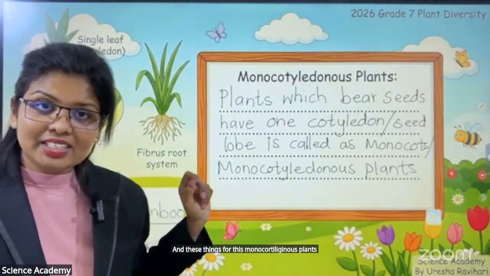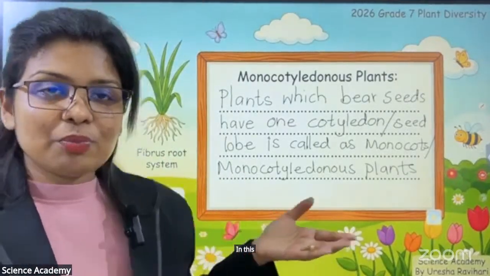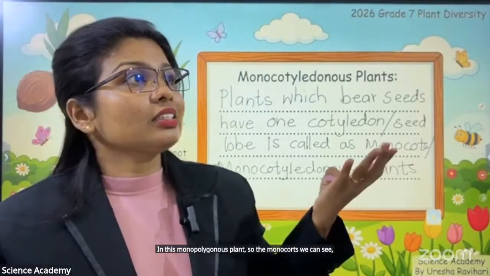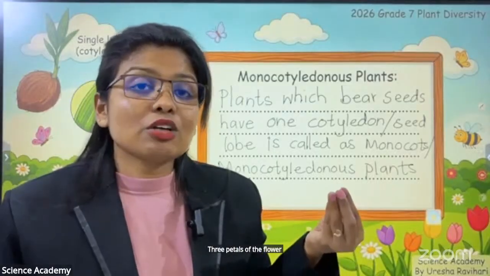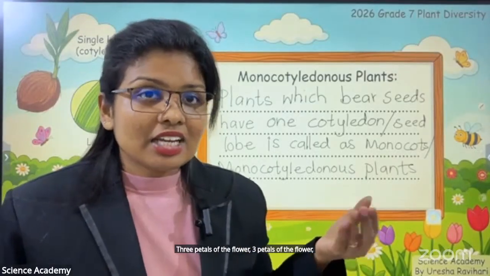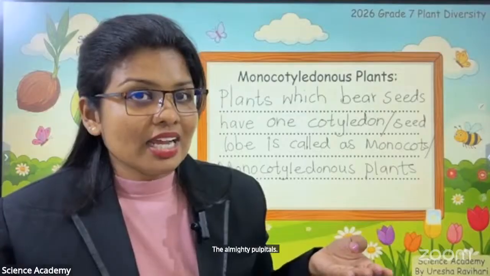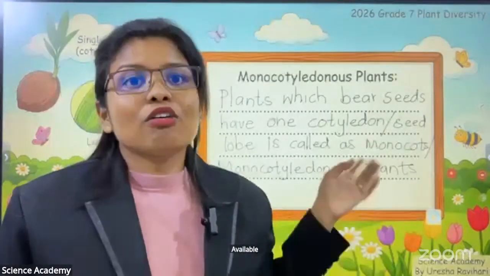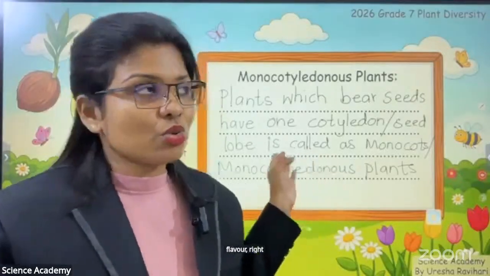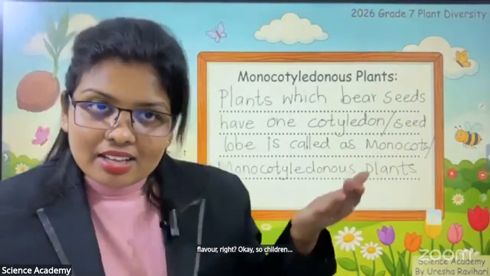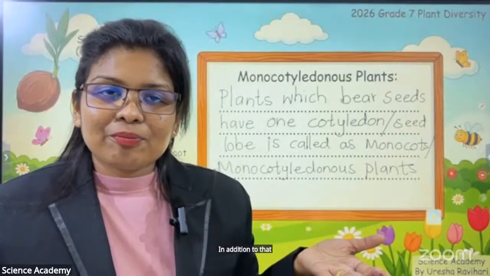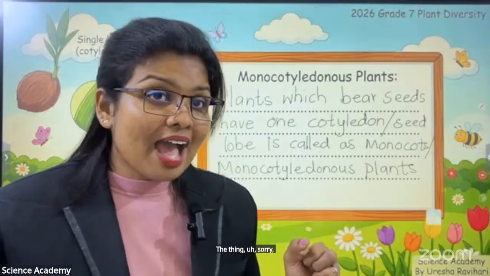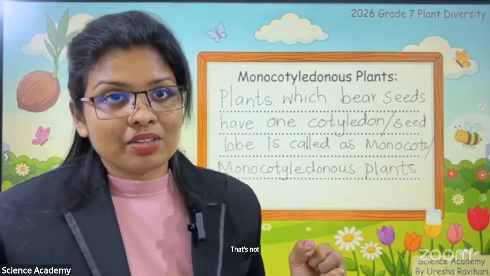And children, in these monocotyledonous plants, the monocots, we can see three petals of the flower, three or multiple petals, right? Three or multiple petals available in the flower. Okay, so children, in addition to that, we can see the stem has not branched.